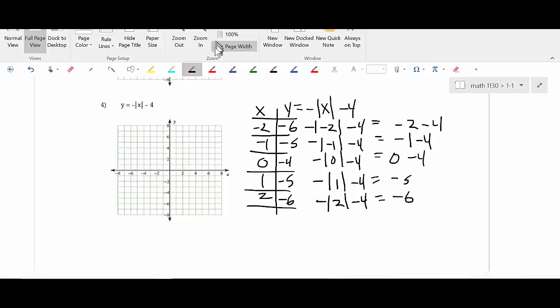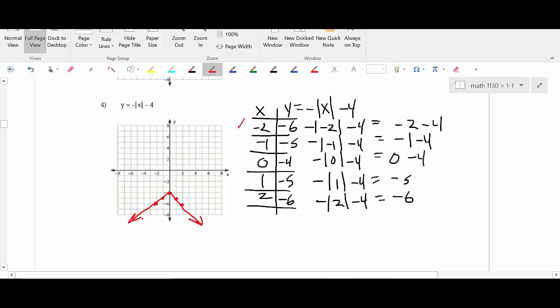Now let's plot the points, and let's see what we came up with. It should be sort of a V shape. So you have -2, -6. You have -1, -5. 0, -4. 1, -5. And then 2, -6 like that. So your graph does that kind of thing like that. So what we learned in pre-calculus is that -4 right there took that whole shape down 4.